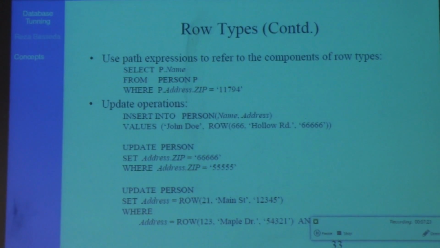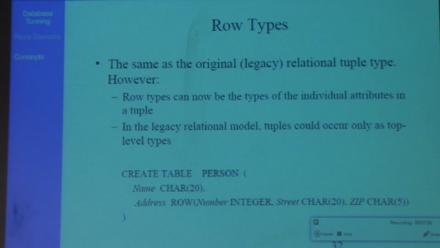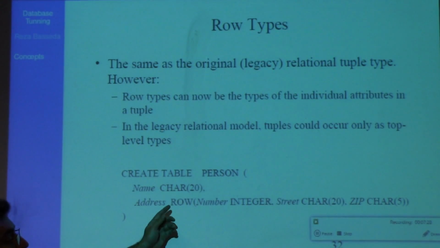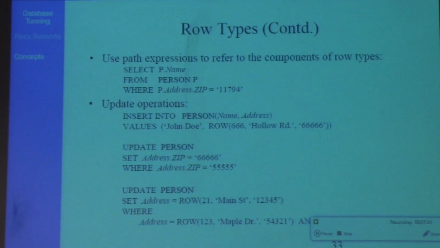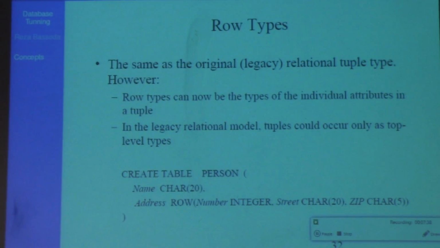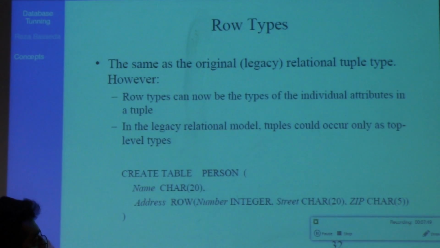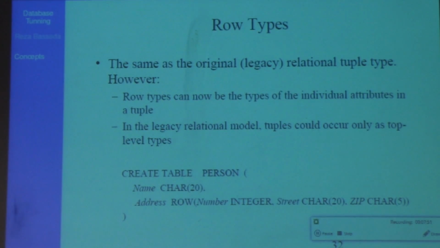Okay, so we are adding a new type. It's called row types. The row type enables you to add tuples as a type of one attribute. Again, we talked about path expressions. Path expressions are used for writing queries. Suppose that you have a class of person defined as the name of the person and the address, which is composed of street, city, and zip.